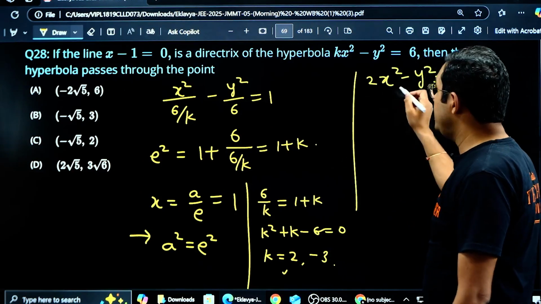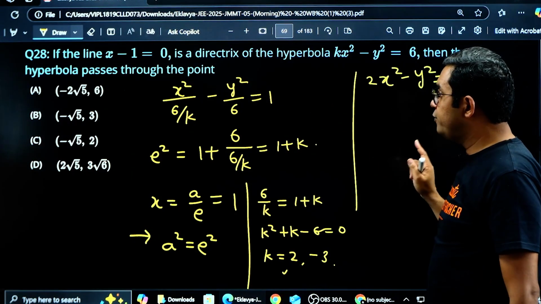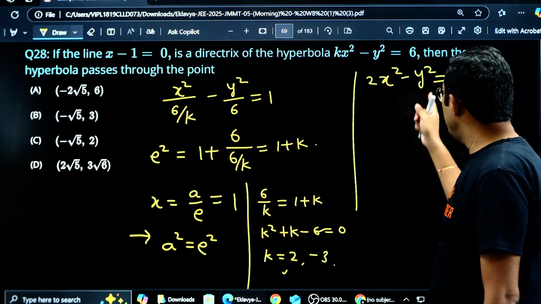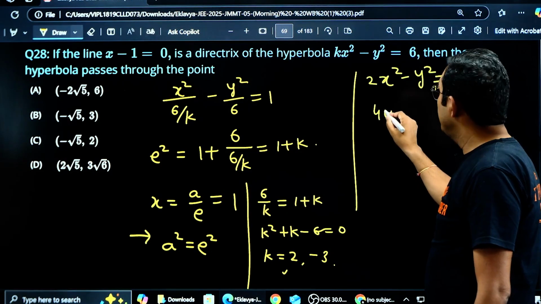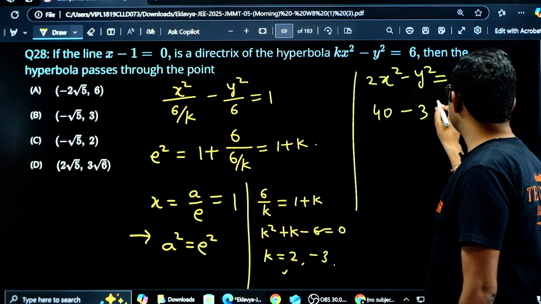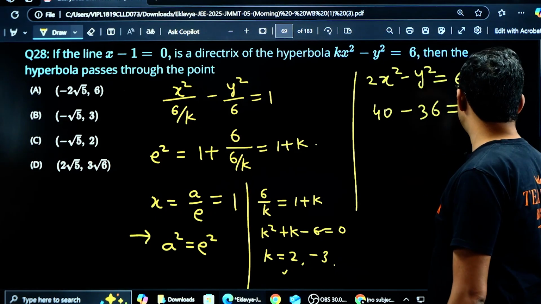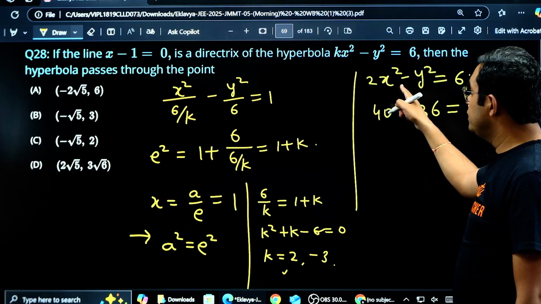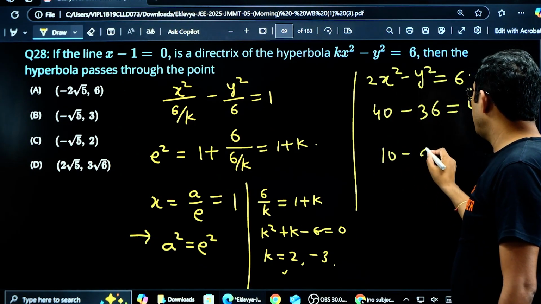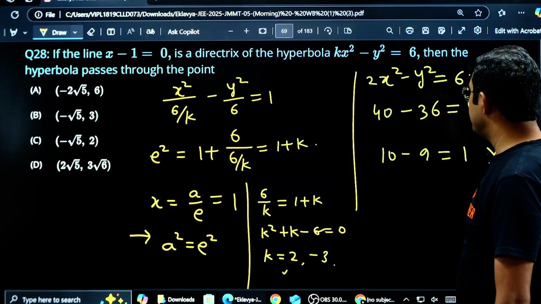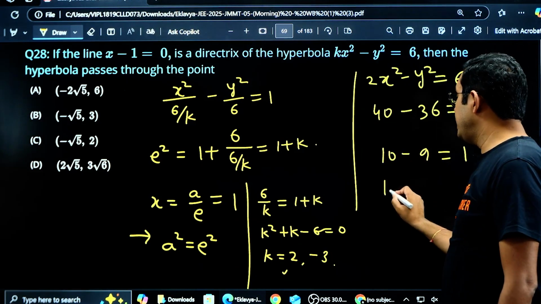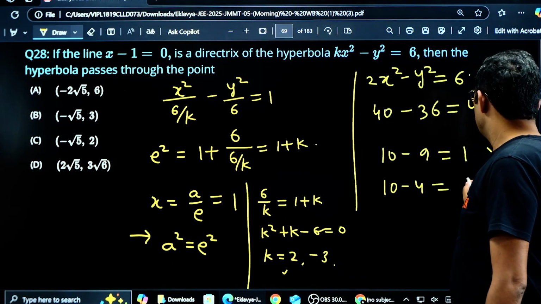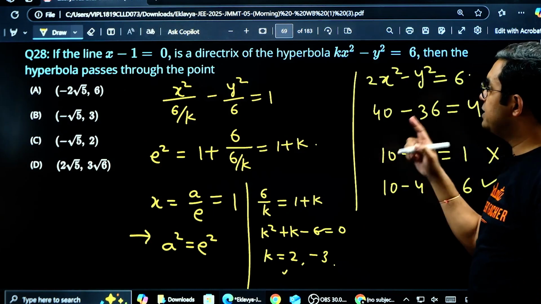Like the A option, if I put here, 2 root 5 square will be, I think, 4 into 5, 20 into 4, 40 minus 36. I think this is not matching. Now that is 4, so this is not matching with this option. Root 5, if we put, so 5 into 2, 10. 10 minus 9 is 1. This is also not matching with this. For the next one, it will be 10 minus 4. So this is actually matching. So this point is definitely lying here.